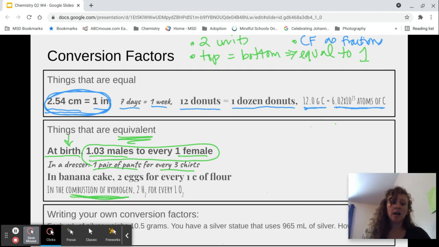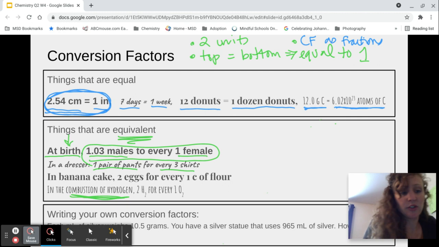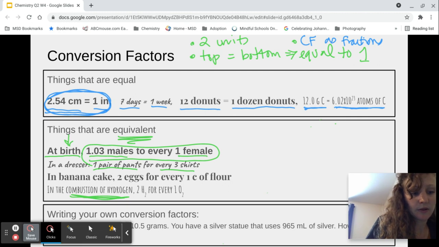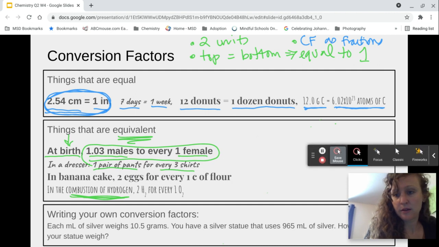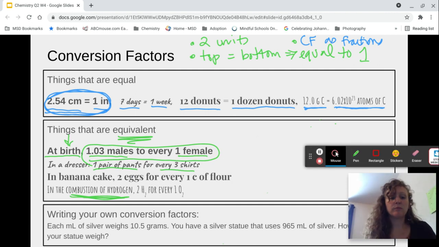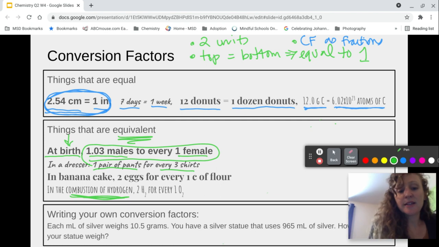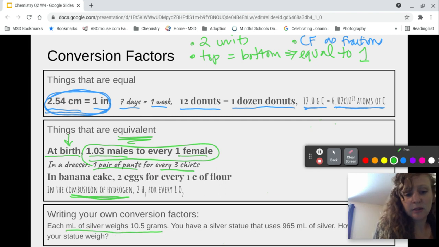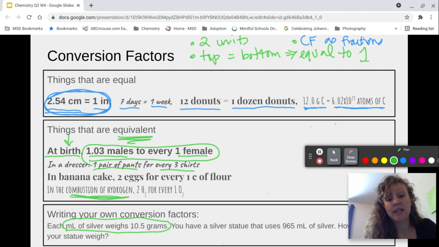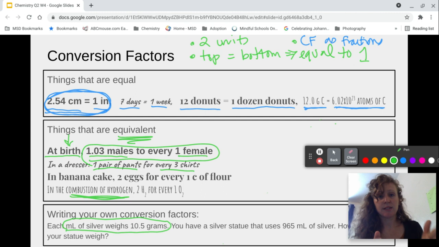Okay, lastly, you might have to write your own conversion factor based on the context that is given to you. Let me give you an example. All right. Each milliliter of silver weighs 10.5 grams. And then they go on to talk about a silver statue, right? So here, this sentence gives me an equivalence statement. Each milliliter of silver weighs 10.5 grams. So it's in a sentence, but they're telling me 2 things that are equal.